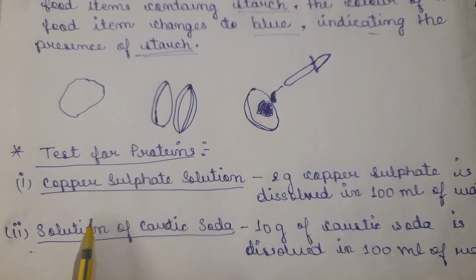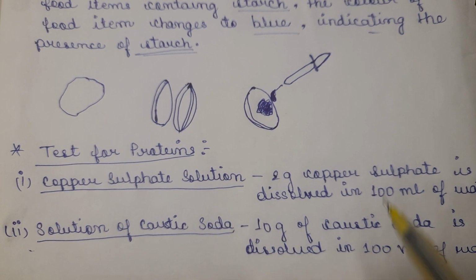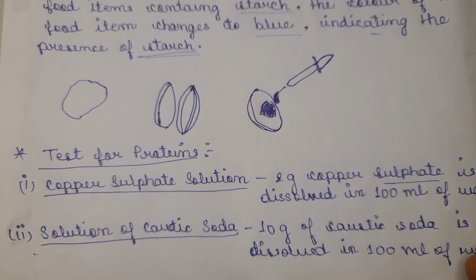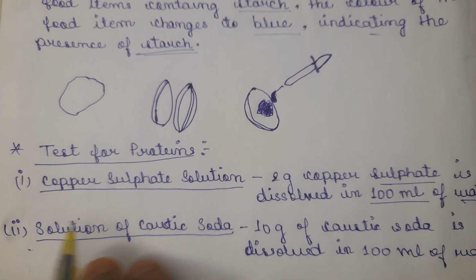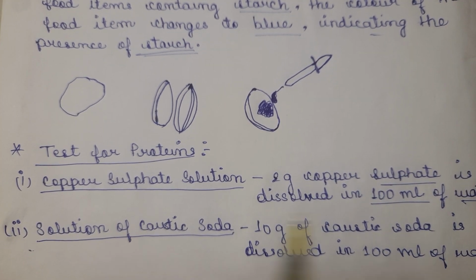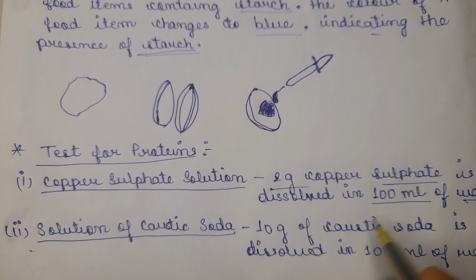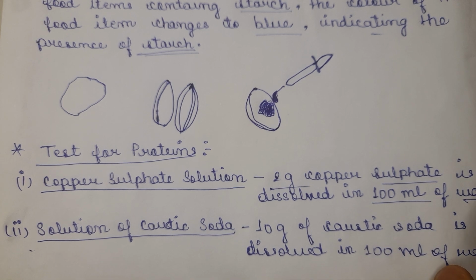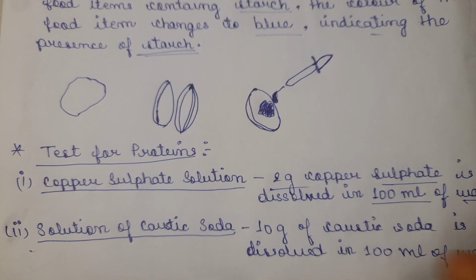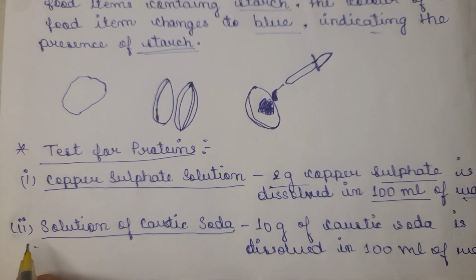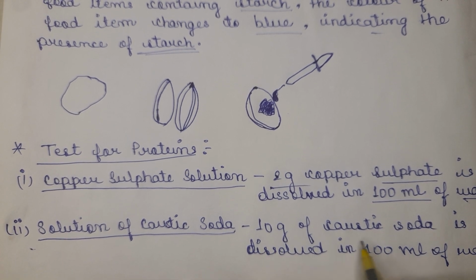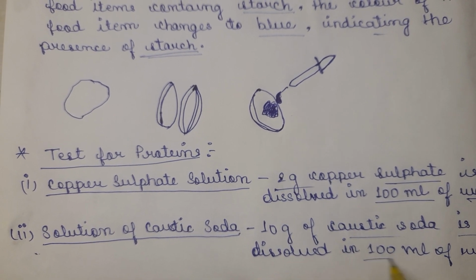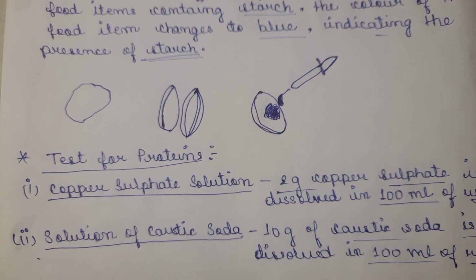For the preparation of the copper sulfate solution, we need 2 gram of copper sulfate dissolved in about 100 ml of water. After that, your solution is ready. For the second solution, you need caustic soda, which includes 10 gram of caustic soda dissolved in 100 milliliter of water.